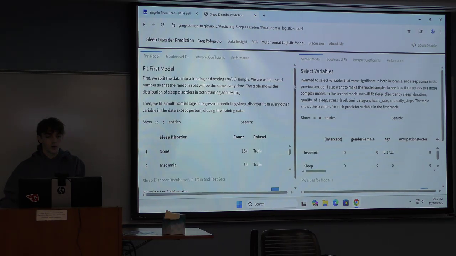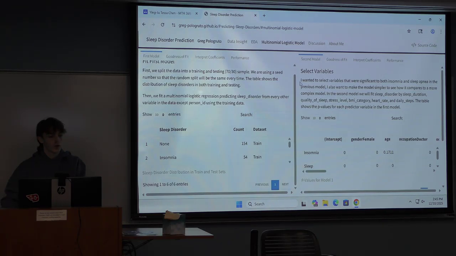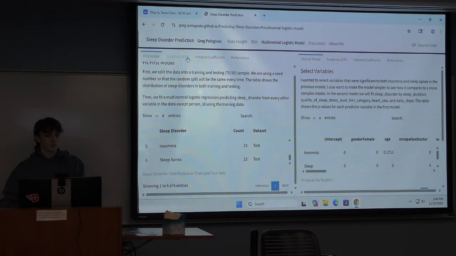And then looking at my multinomial logistic model, first I split the test and training data up. I wanted to see how many of each sleeping disorders were in the training and testing. The main thing I was looking at was just making sure there's enough insomnia and sleep apnea cases in the testing data set, just so the model had a chance to predict those. And then I fit the model using every single other predictor variable other than sleep disorder in the data.